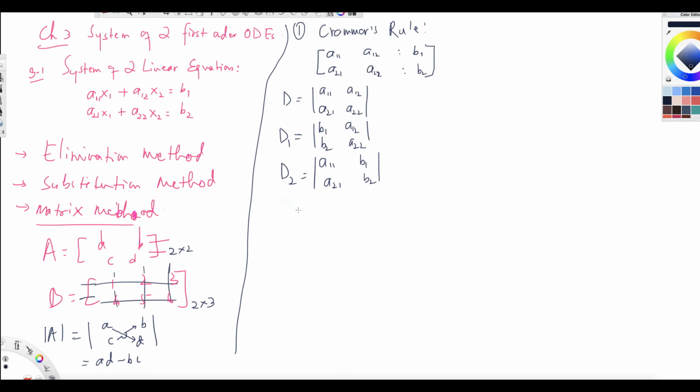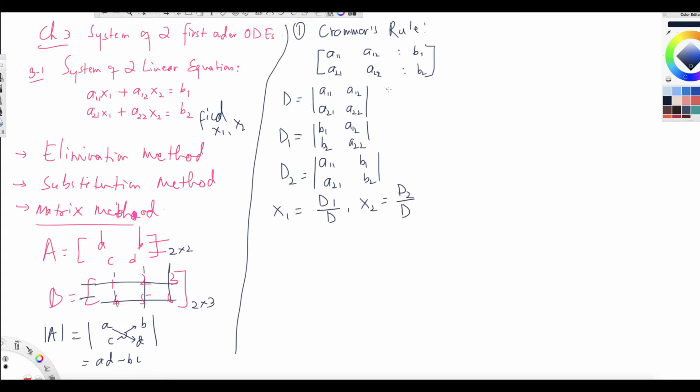Now, how do I define x1? Our goal here is to find x1 and x2. Now how do I find that? x1 is given by D1 over D, and then x2 will be D2 over D. That is the formula, and this method is called Cramer's rule.